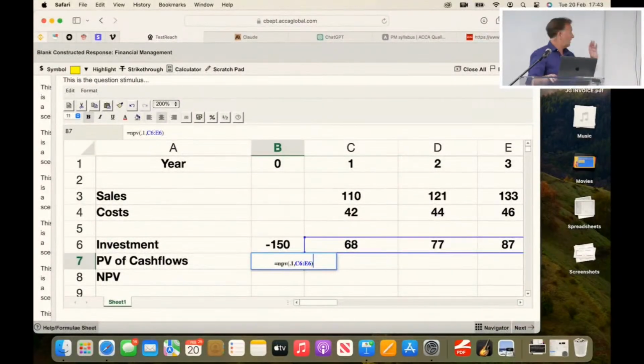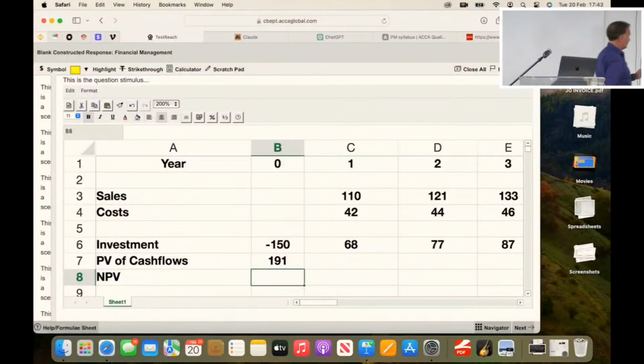Close my bracket. And so what you're telling the spreadsheet is, I want the present value of these three numbers discounted down at the rate I've told you, 10%. So hopefully it'll do that. And it says the present value of all those three added together is 191. What's the present value of 150? 150, because that's today. It's already in today's money. All I've done with the 191 is make those what it's worth today.